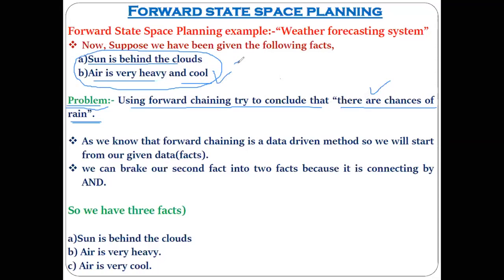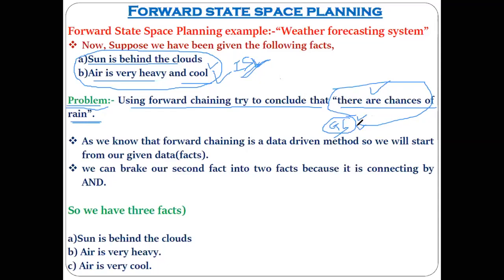In the sense, these facts are acting here as the initial state. Yes or no? Correct? Yes, sir. Because we have to utilize these facts and reach this goal, this conclusion. So can I call this particular set of facts an initial state? And the conclusion to which we have to reach, can we call it a goal state? Yes, sir. So we call the given facts the initial state and the conclusion that we have to reach the goal state. Understood.